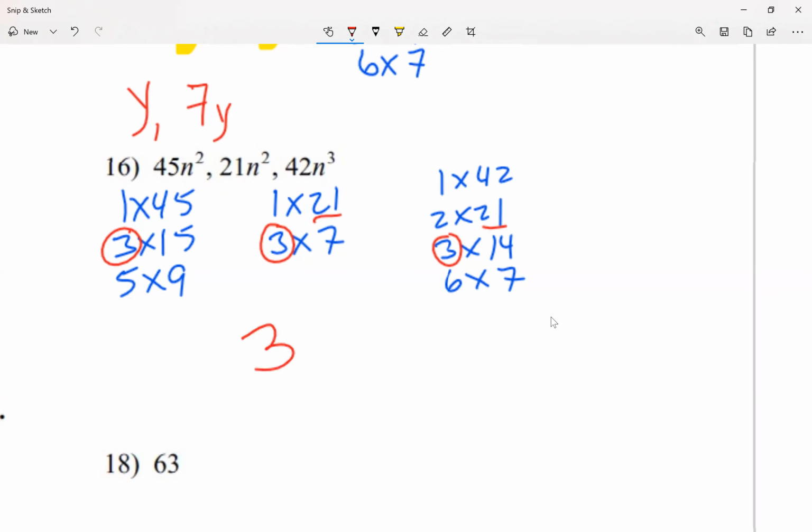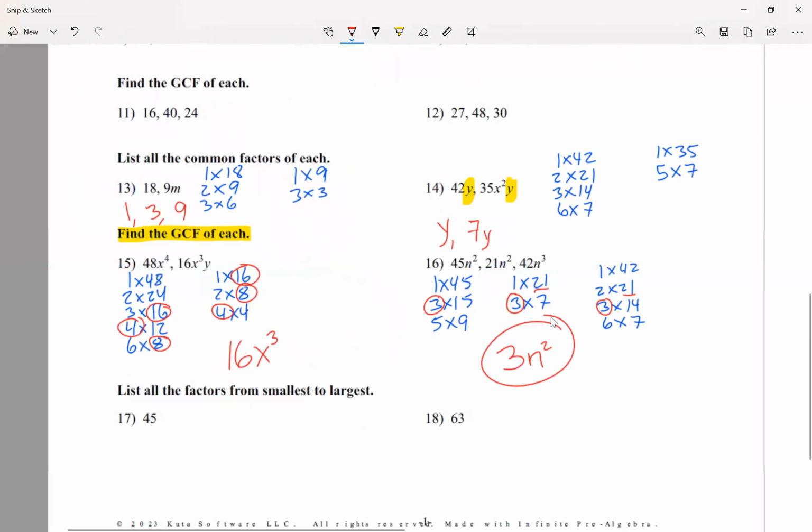Letter-wise, I see they all have an n. My three terms have an n. I'm going to go with the smallest exponent. So it's going to be n to the second. Let me zoom out. That's what we did.